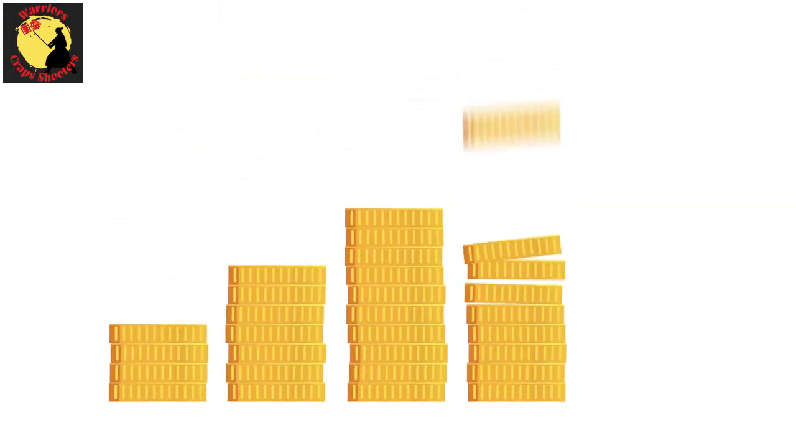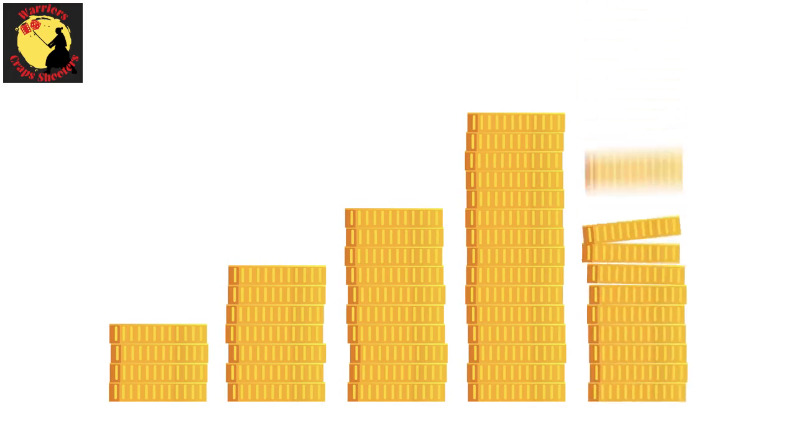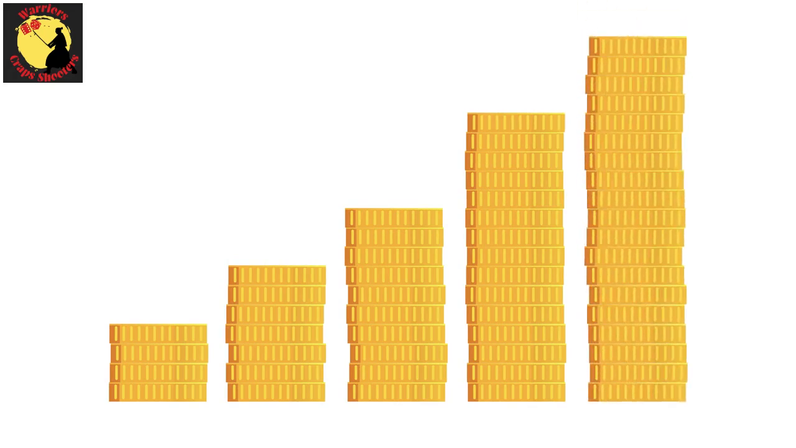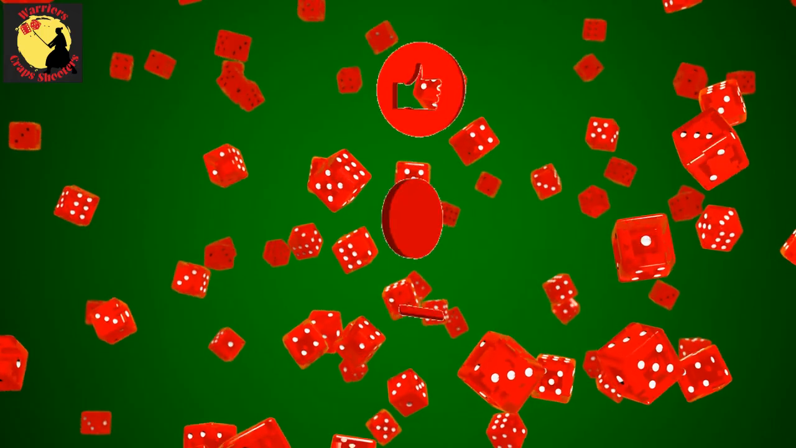Analyzing table trends involves a combination of observation, pattern recognition, and strategic betting. While no method guarantees success, being attentive to trends can enhance your overall craps experience and potentially improve your outcomes.